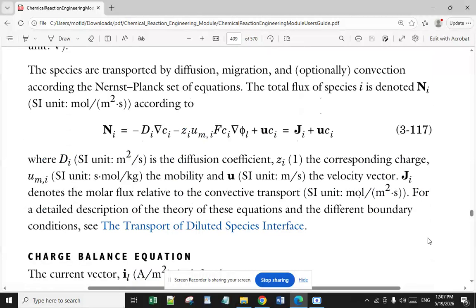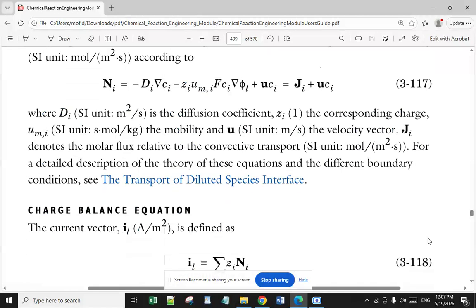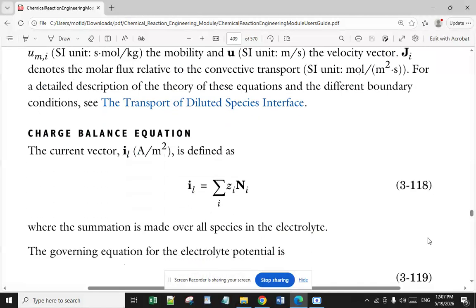is the velocity vector. G_i denotes the molar flux relative to the convective transport, based on the SI unit mol per square meter second. For a detailed description of the theory of these equations and the different boundary conditions, see the Transport of Diluted Species interface.